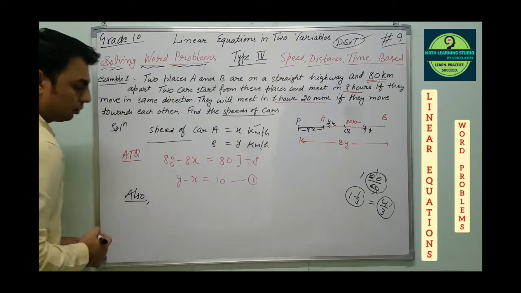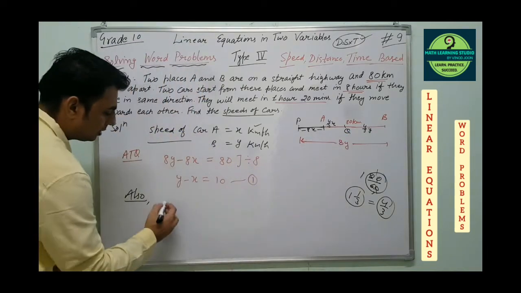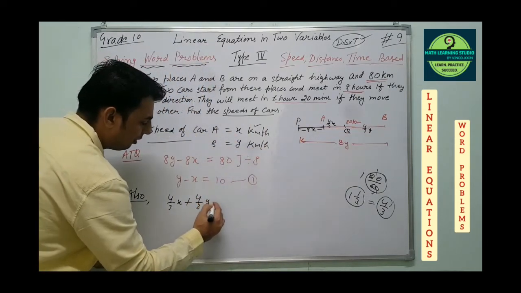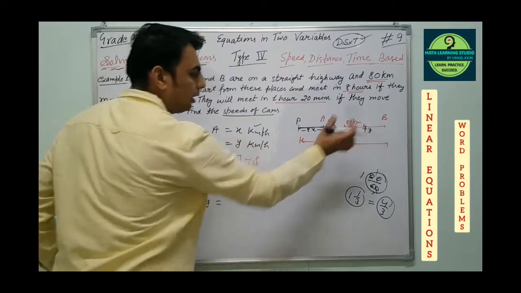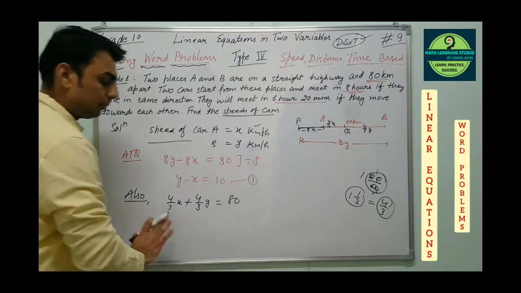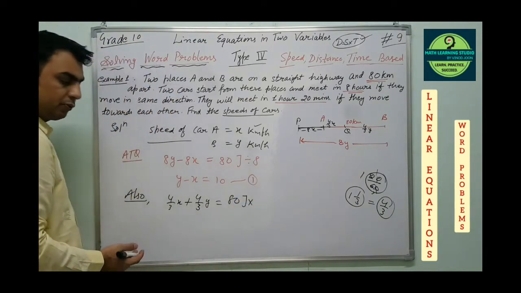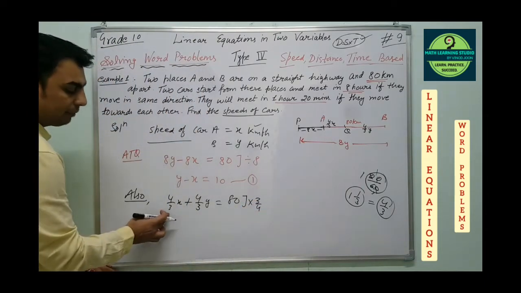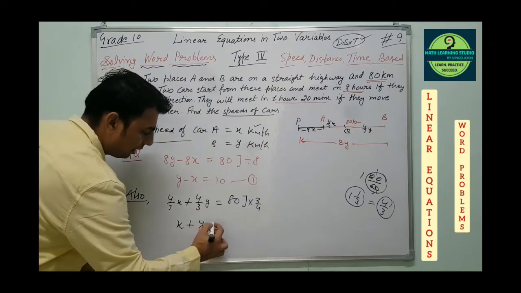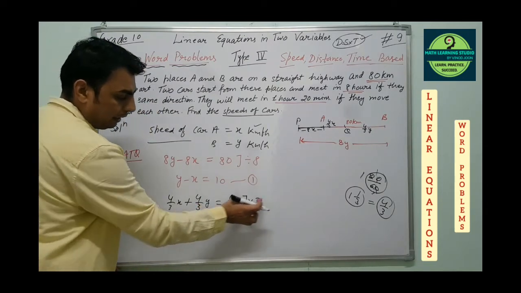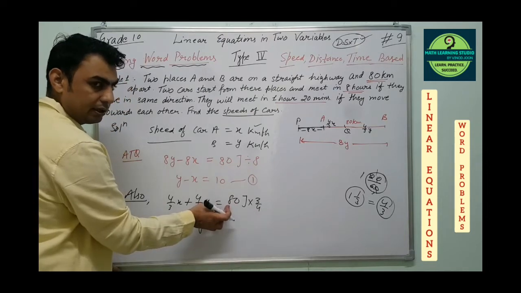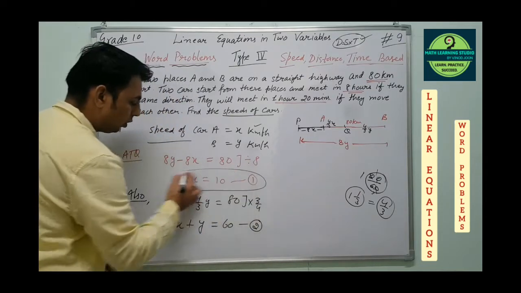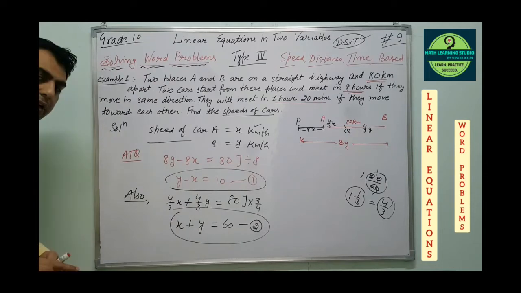So we can write this distance AQ, that is 4 by 3x, plus the distance BQ, that is 4 by 3y, is equal to how much? Again 80 kilometers. Now to simplify this equation, we can multiply the full equation by the reciprocal of 4 by 3, that is 3 by 4. When we multiply, we get x plus y is equal to, what do we get here? 80 into 3 by 4, 4 cancels 80, but 20 into 3 is 60. That is the second equation. We can solve these two equations and we can get the values of x and y.